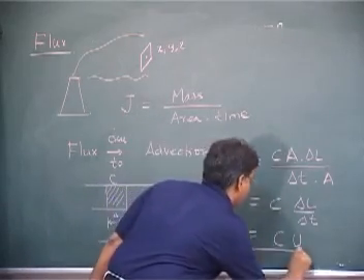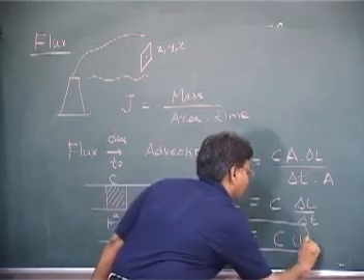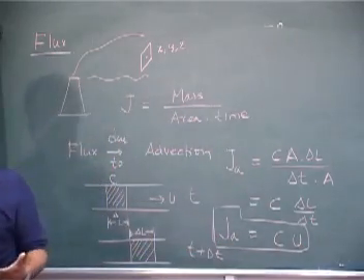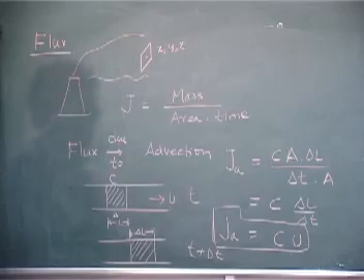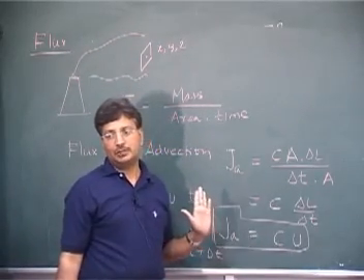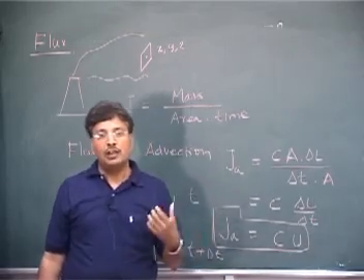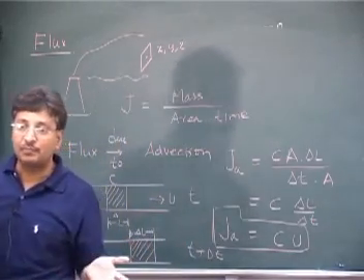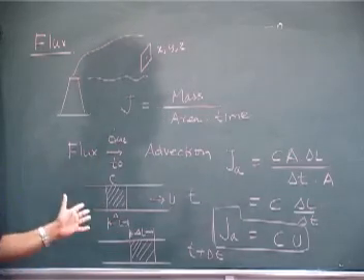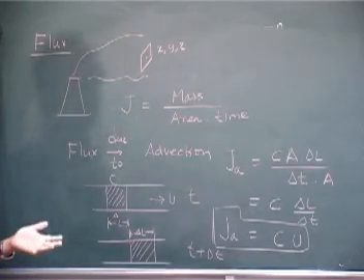So this is the one piece of information that we need to remember, because we will be using it sometimes. Flux due to advection is the mean concentration times the mean speed. If C is changing with respect to time, things will be different, then we have to have the derivatives. If U is changing with respect to time, then things will be different.